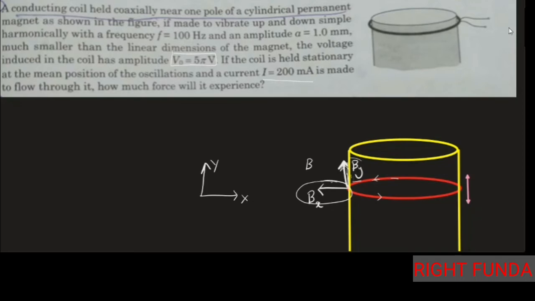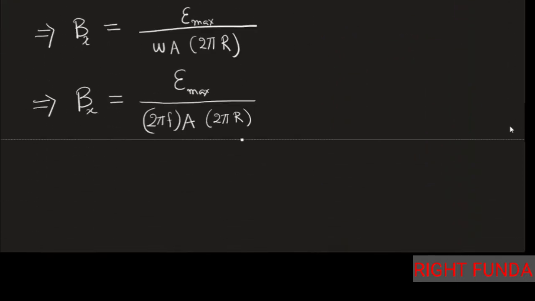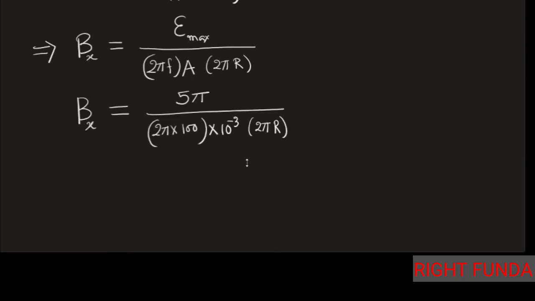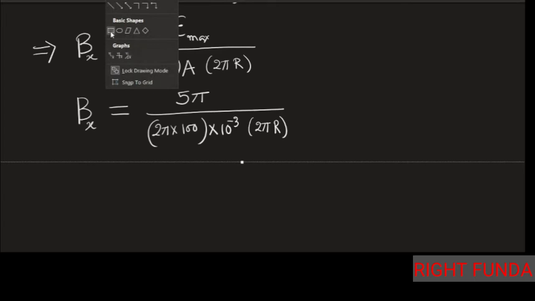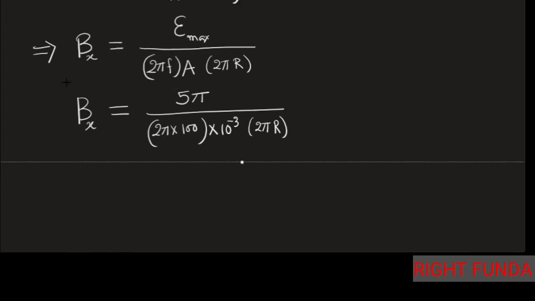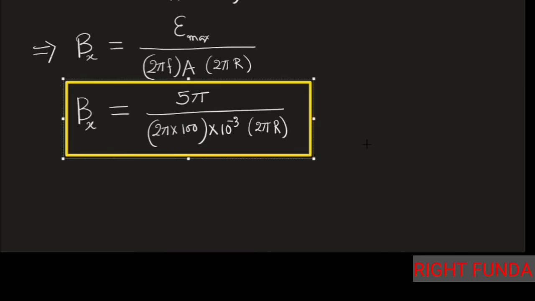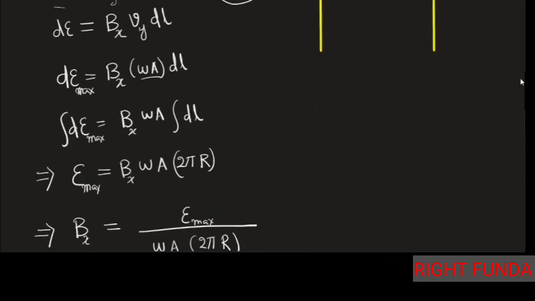If I substitute these values, and the radius of the ring cylindrical magnet is not given to us, I can obtain an equation: Emax equals 4 pi, and 2 pi into frequency equal to 100 hertz, into 10 to the minus 3 is my amplitude, and 2 pi r, where r is the radius. I got the Bx component, which is not known to me. I got the Bx component in terms of the radius of the cylindrical magnet. Now go to the second part of the question.